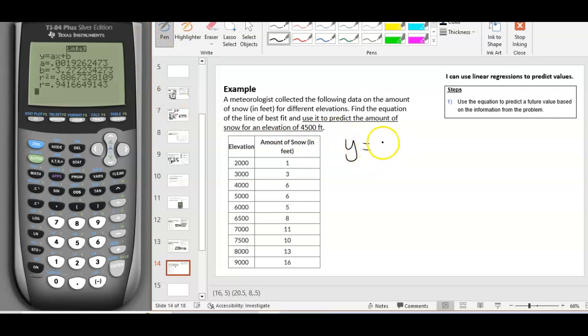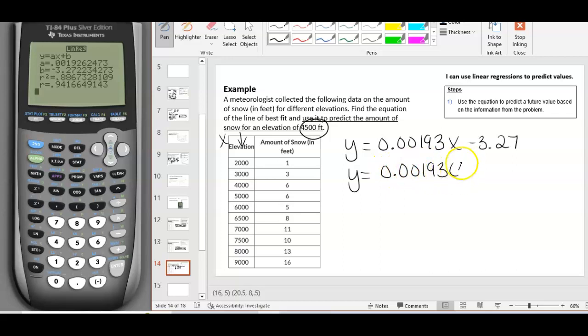So we have y equals 0.00193x minus 3.27. And so it says predict the amount when we have 4,500 feet. Okay, so remember that the elevation was the x value, right? That's what we did as our input value. So we're going to go ahead and plug in 4,500 for x. So we have 0.00193 times 4,500 minus 3.27.